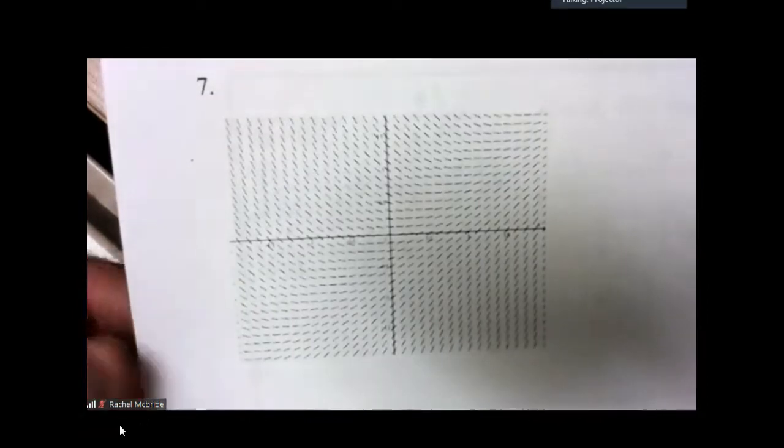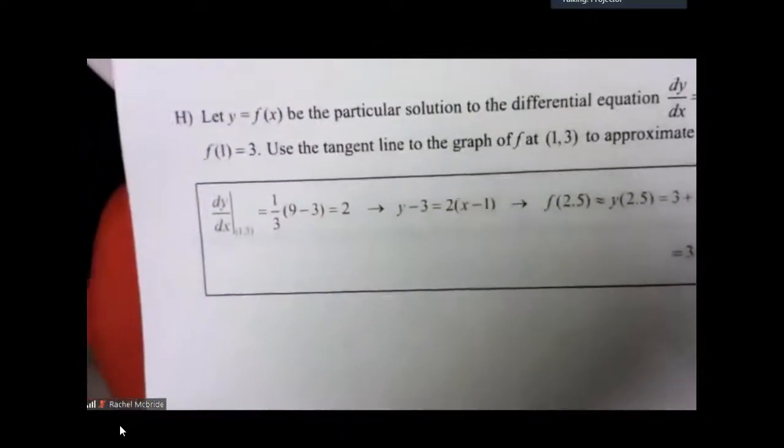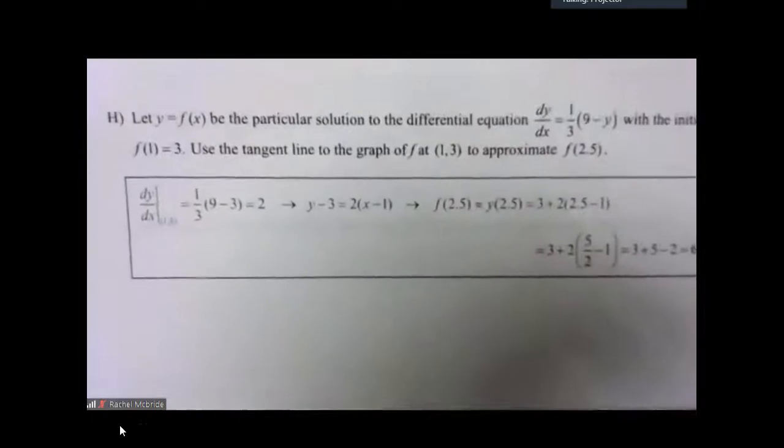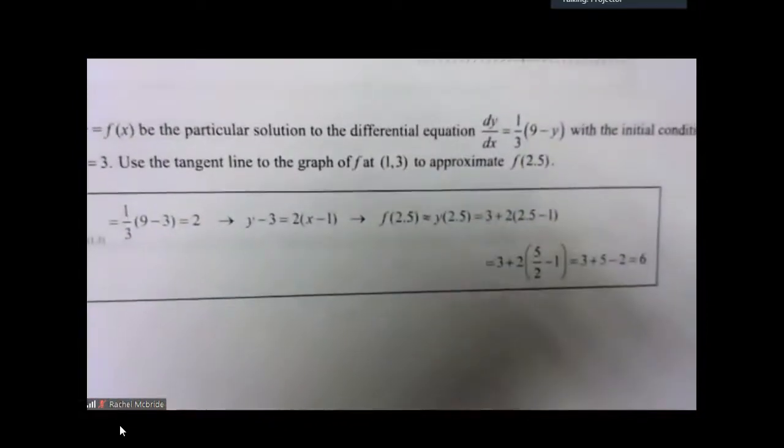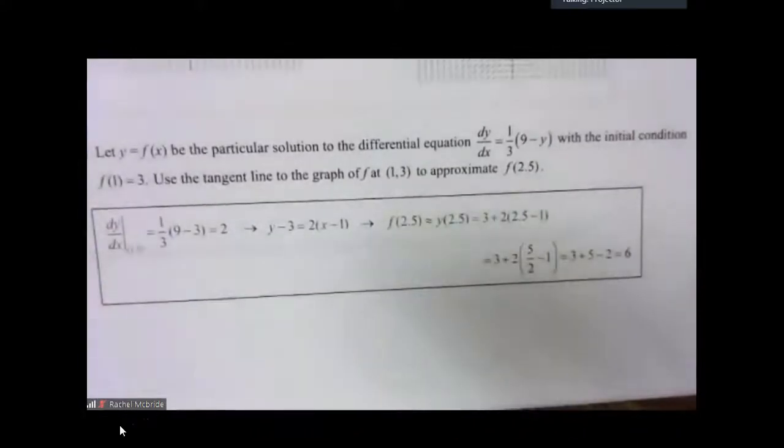Letter H. Guys, letter H was linear approximation. That was in chapter 3. So once again, the idea here is tangent lines. I told you from the beginning of the year, tangent lines are a huge part of this. They're always y minus y1 equals m(x minus x1).